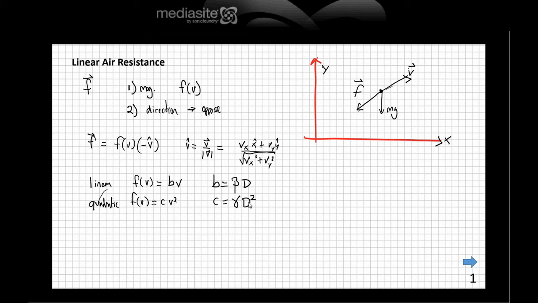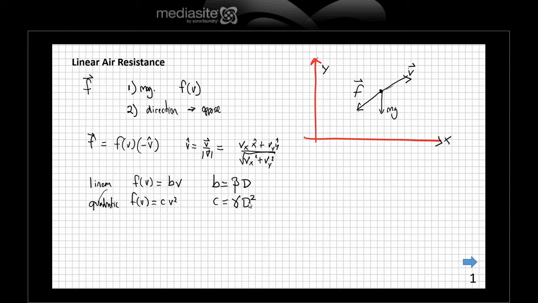So then the question asks, if I have some object, it could be an oil drop or it could be a baseball, what terms are significant? Is it the linear term? Is it the quadratic term? Or is it even a sum of the two terms?